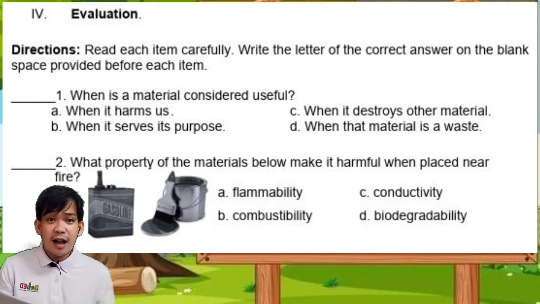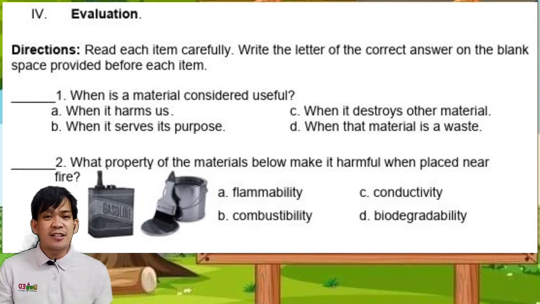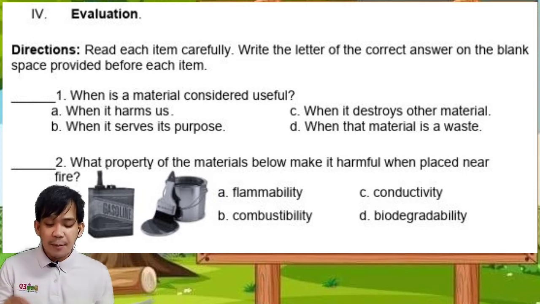Is it A? Anong chemical property nito? Is it A? Flammability? Okay. Is it B? Combustibility? Or C? Conductivity? Or D? Biodegradability. Ayan. So, pili kayo dito ng chemical property nitong gasoline at saka paint para makonsider siya na magiging harmful. So, sabi kasi dito, placed near fire. So, kapag hindi natin inandal ng maayos itong materials na to, ano yung katangian niya na magiging harmful siya sa atin?